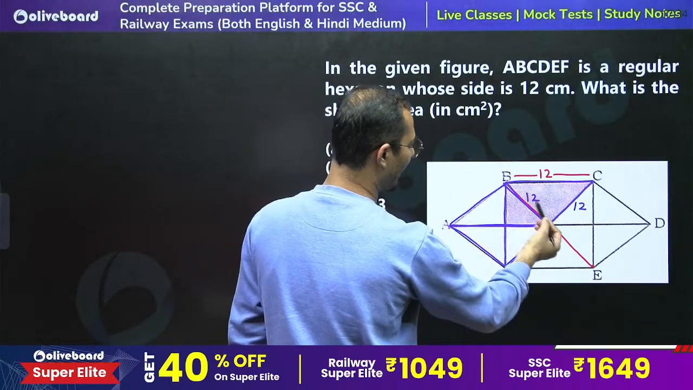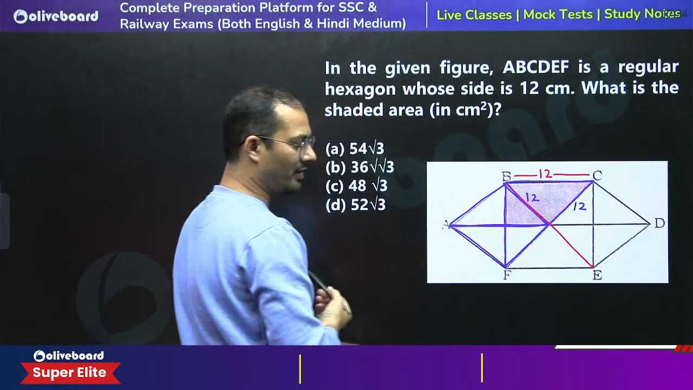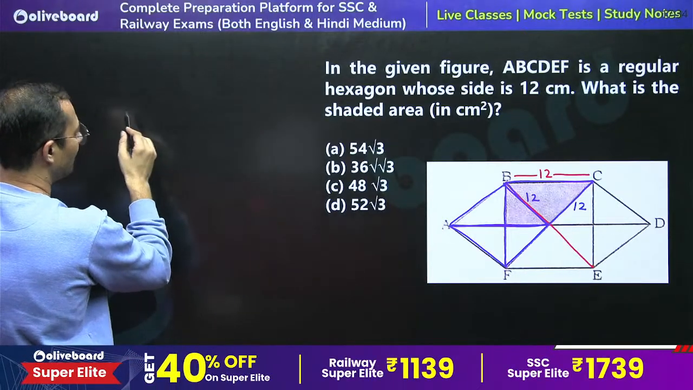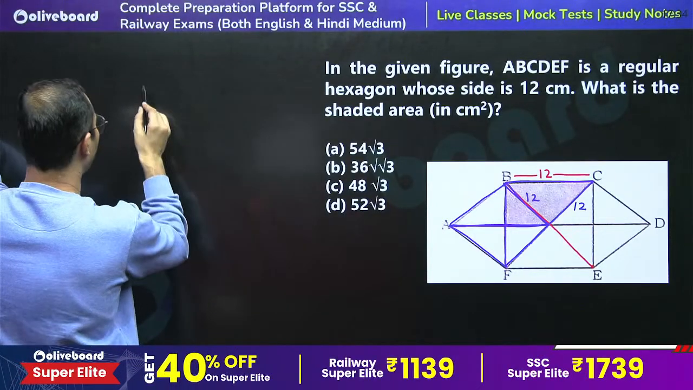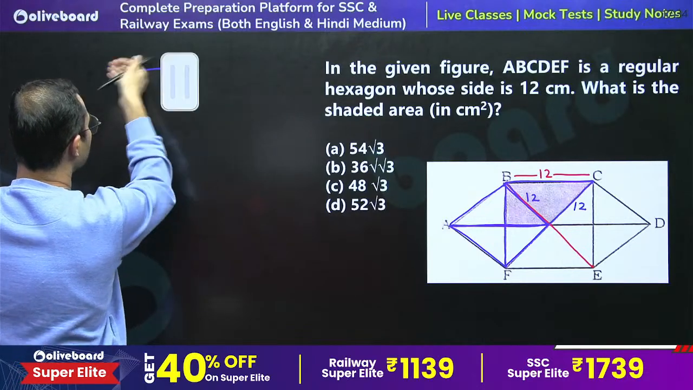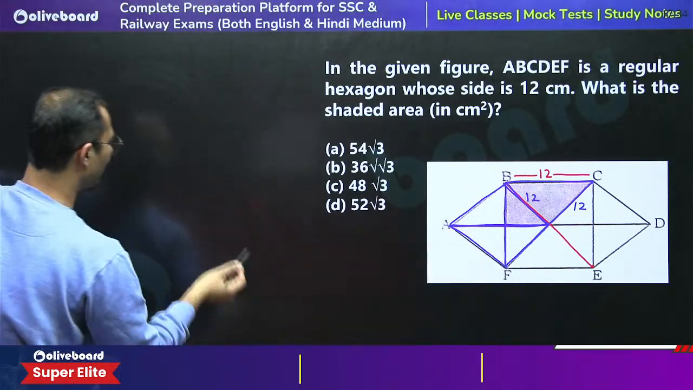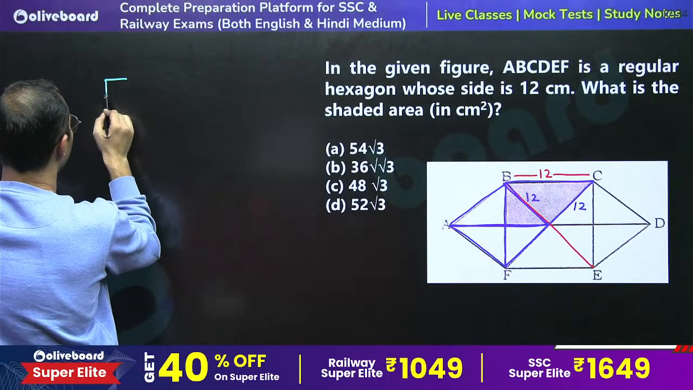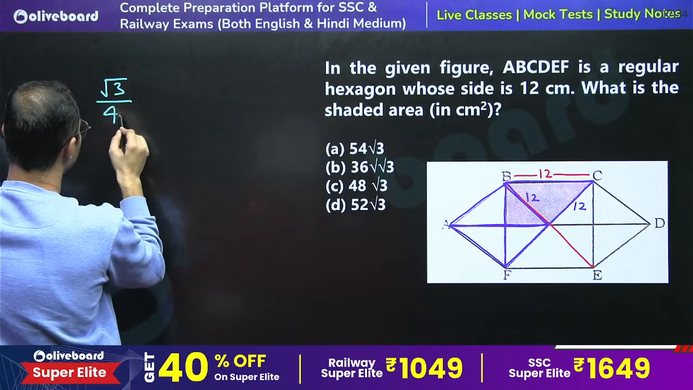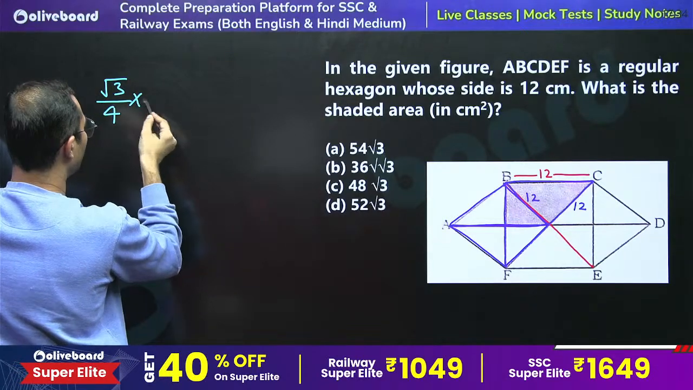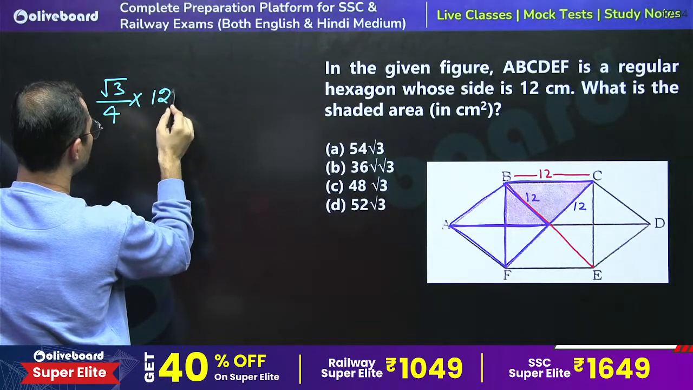So we can calculate. This is an equilateral triangle, and the area of an equilateral triangle is root 3 by 4 into side square. Side square is what? 12 square, so 12 into 12.